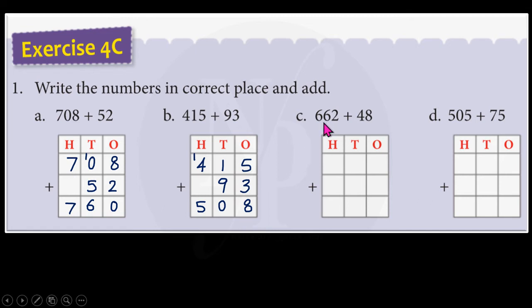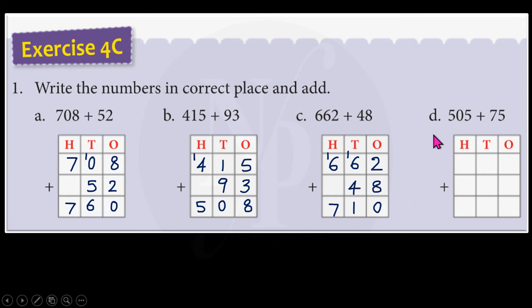C, 662 and 48. So we write 662 here, 6, 6, 2 and 48. Now we know why we are writing like this, based on their place values. So now we add the digits in ones column. That is 2 plus 8 is 10. 0 is written here. 1 ten is carried forward. So 6 plus 4 is 10. 10 plus 1 is 11. 1 is written here. 1 is carried forward. And 1 plus 6 is 7. 710 is the sum of 662 and 48.